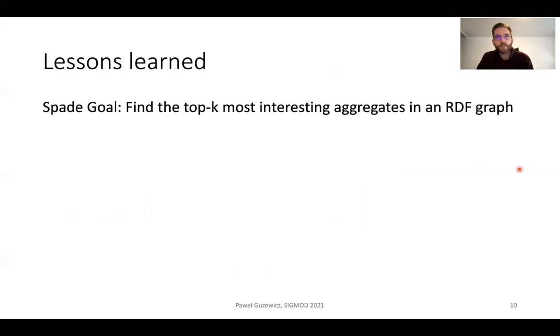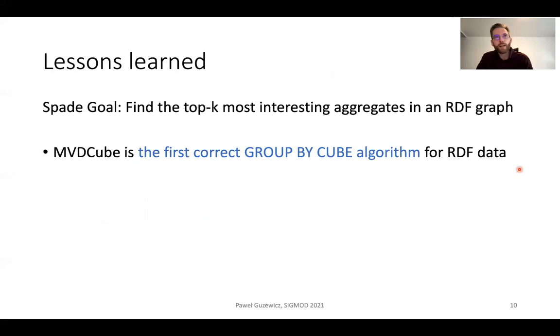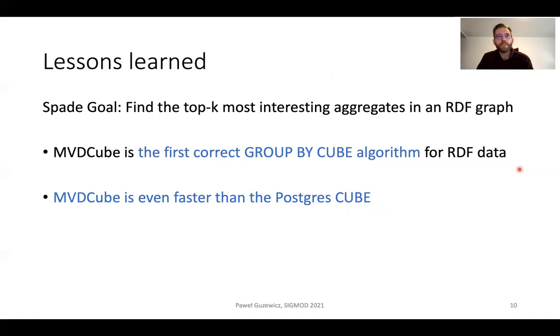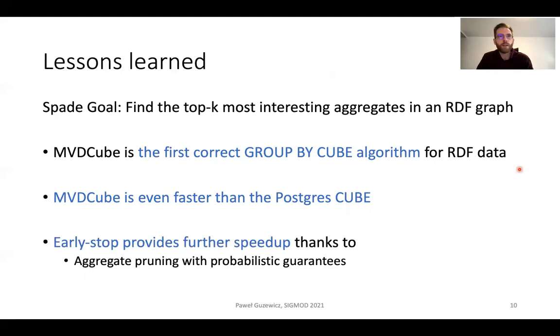I introduced the Spade system, an extensible framework for finding the top k most interesting aggregates in an RDF graph. To the best of our knowledge, Spade is the first system that explores complex RDF data without a clear schema, with many ways to choose facts, dimensions, and measures. Furthermore, our novel MVD-cube algorithm for aggregate lattice evaluation is the first correct group-by-cube algorithm for RDF data with many multivalued dimensions. MVD-cube is efficient, and it is even faster than the Postgres cube. Finally, our new early stop technique provides further speed up thanks to aggregate pruning with probabilistic guarantees.